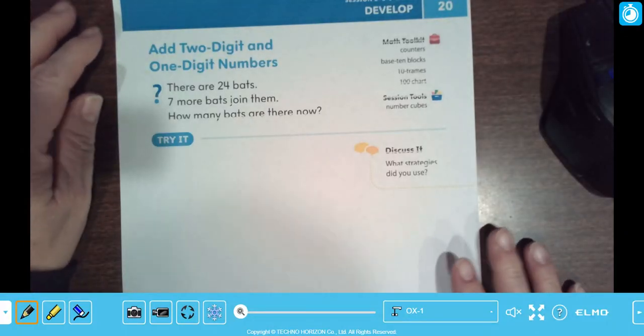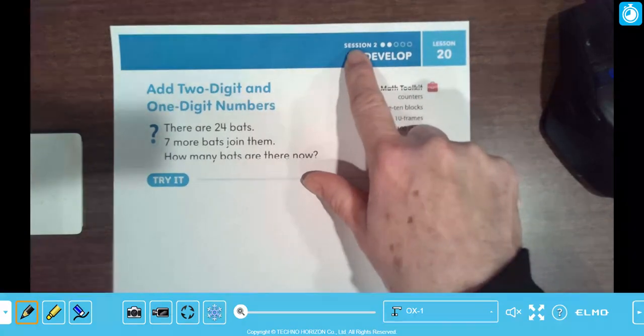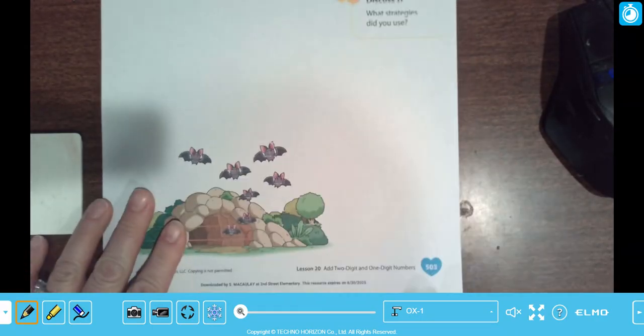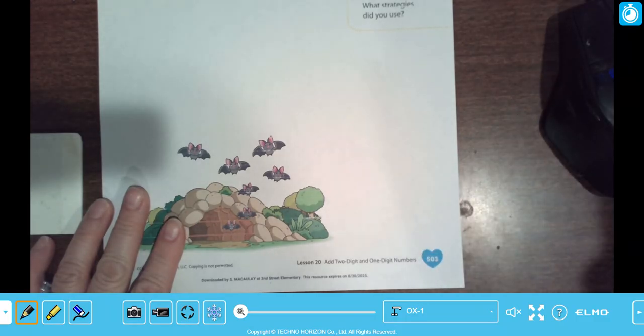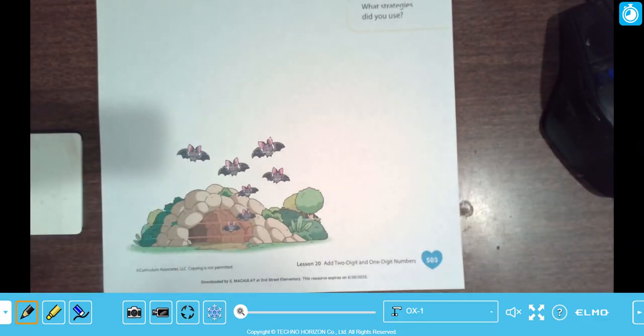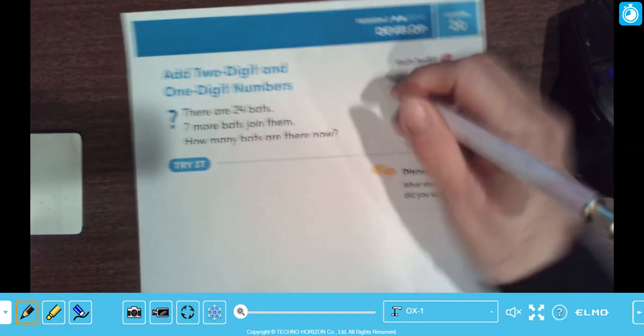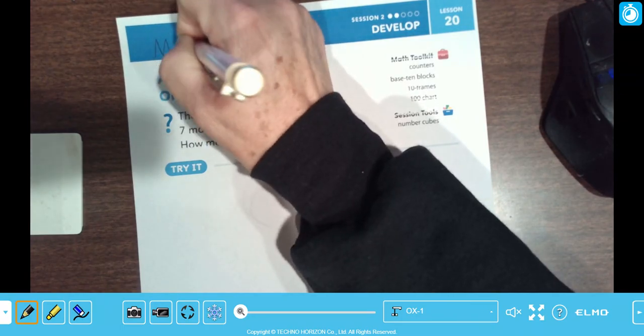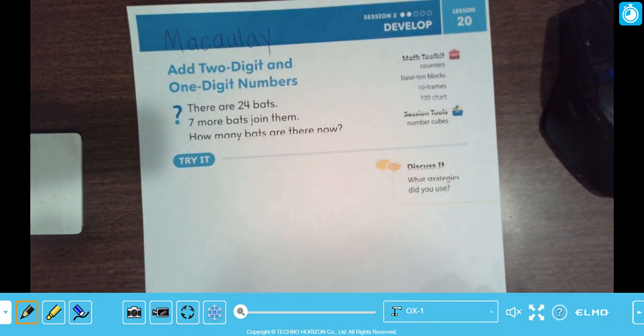Hello, class. Today we're going to work on this word problem for lesson 20, session 2 develop, and it's on page 503 of the iReady program. Okay, so let's look at the program. Question, we're going to read this question 3 times. Before we do that, let's write our name at the top in this blue section. Go ahead and do that now.